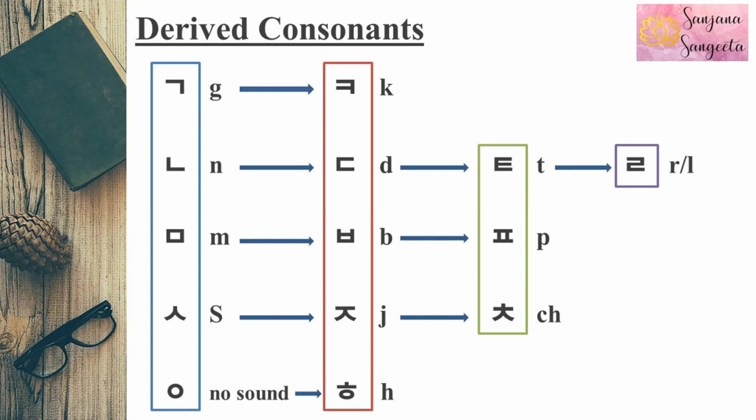Now let's see which consonants are derived from the M consonant. The first consonant sounds B, like B in English. The second one sounds P, like P in English. And this looks exactly the same as Roman number 2.